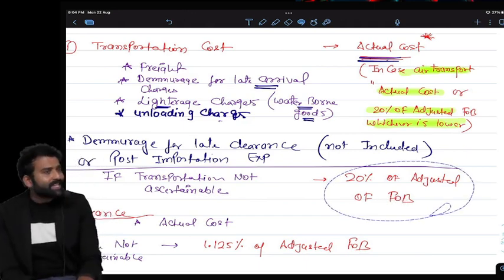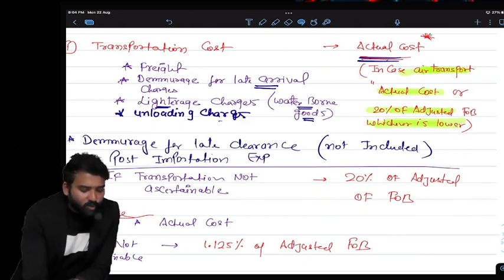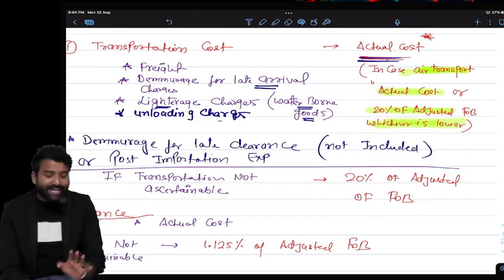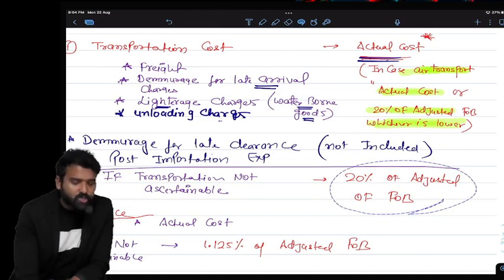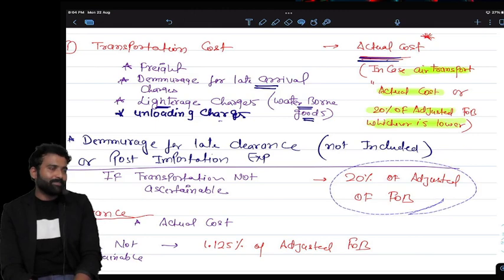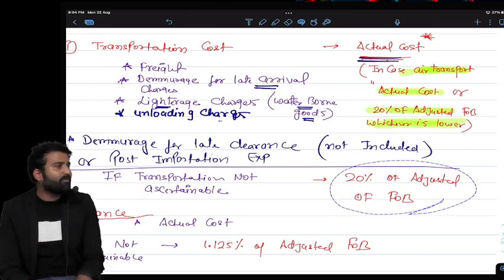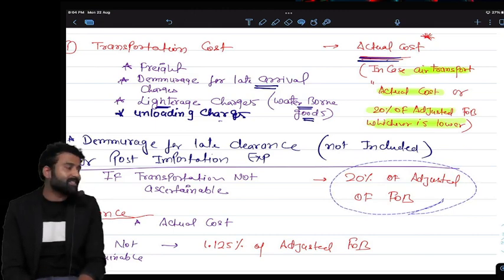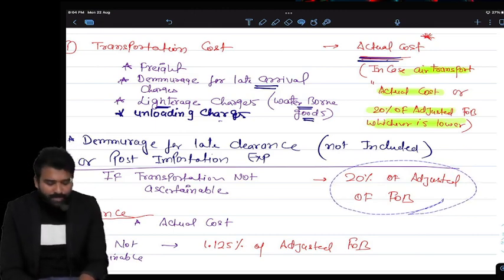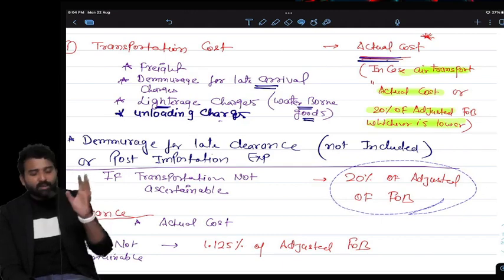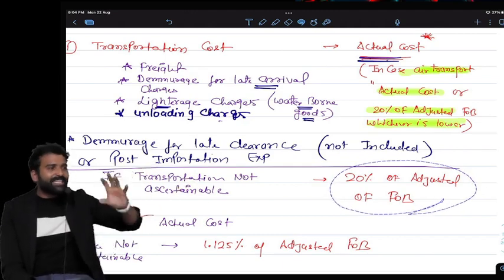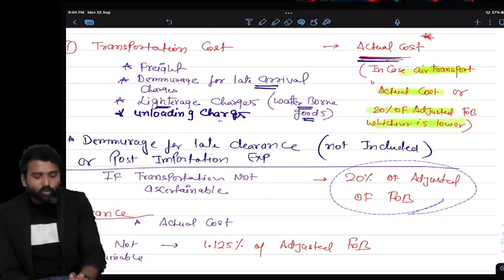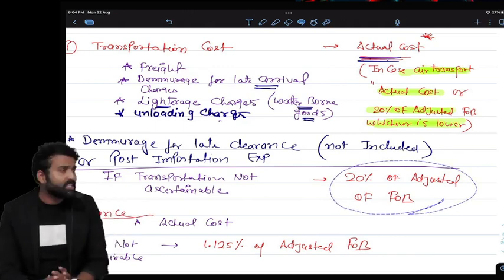So if the question is giving the transportation cost, I have to go for the cost given in the question. But if the question is not giving me any transportation cost, my transportation cost should be 20% of adjusted FOB. So this is the formula for adding transportation cost, and they might ask this question in your MCQ based paper. They might ask you a question where they will be giving you the FOB, then they will be giving the actual cost transportation, air freight, not given. I have to choose this formula. I have to go with this formula.